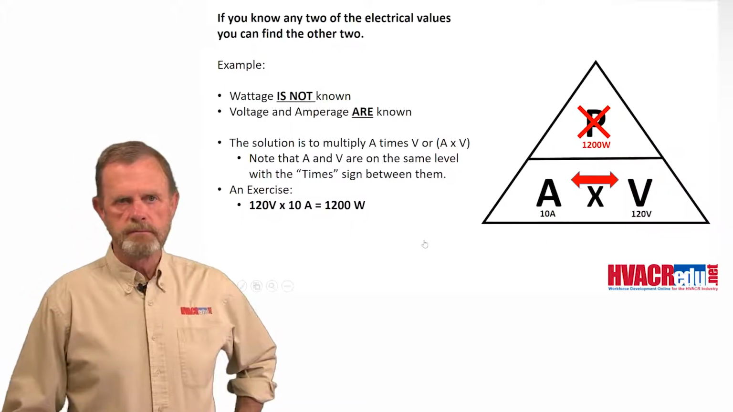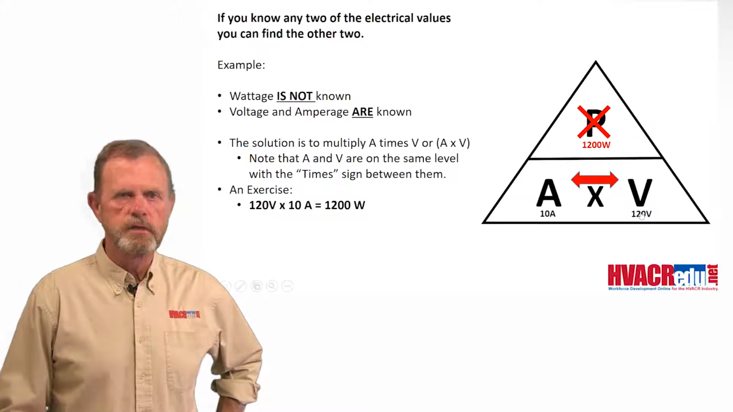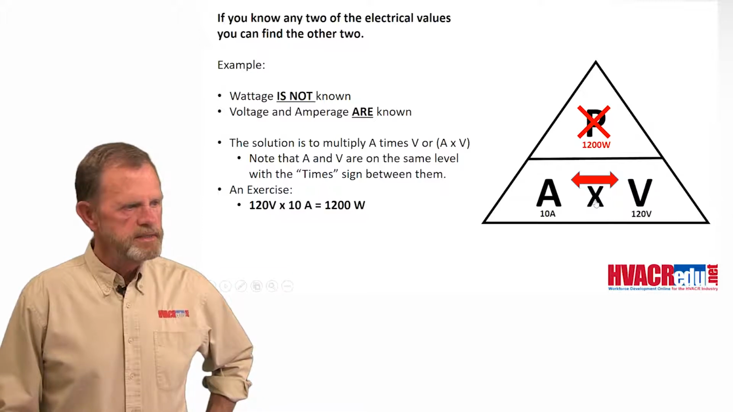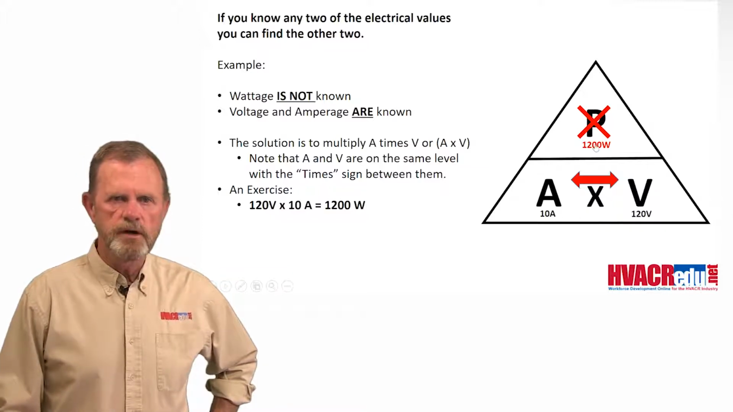Next one. We don't know the wattage for this device, but we know the amperage and we know the voltage. Once again, use the multiplication sign here. That's 10 amps times 120 volts. And what's it going to give me? It's going to give me 1200 watts.